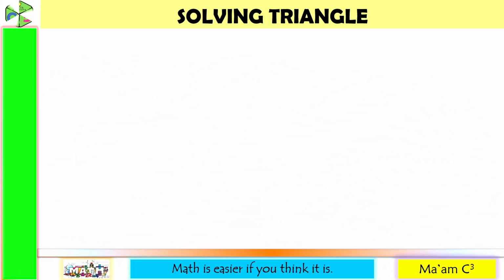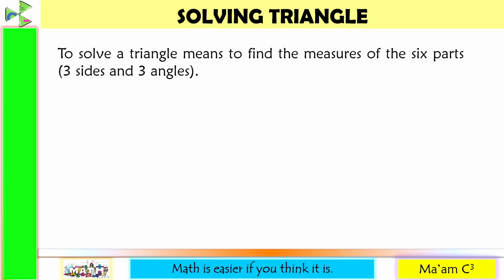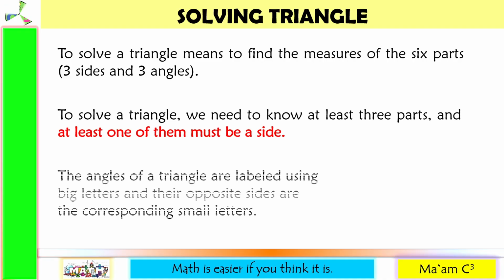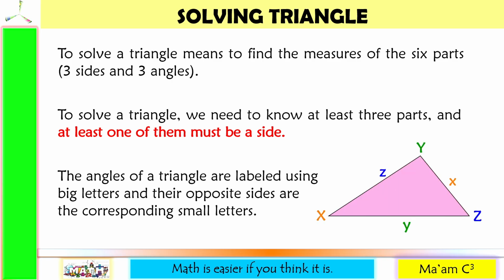To solve a triangle means solving the six parts of the triangle, the three sides and the three angles. To solve a triangle, we need to know at least three parts, and at least one of them must be a side. The angles of a triangle are labeled using big letters, and their opposite sides are the corresponding small letters. This is angle X. The opposite side is side x. This is angle Z. The opposite side is side z. This is angle Y, and the opposite side is side y.